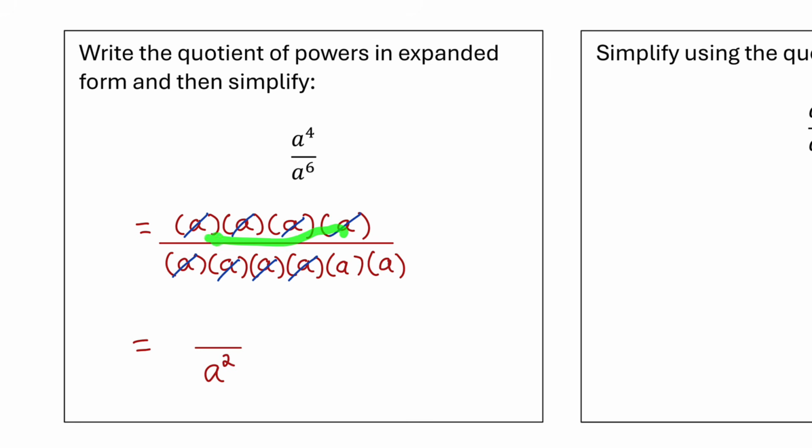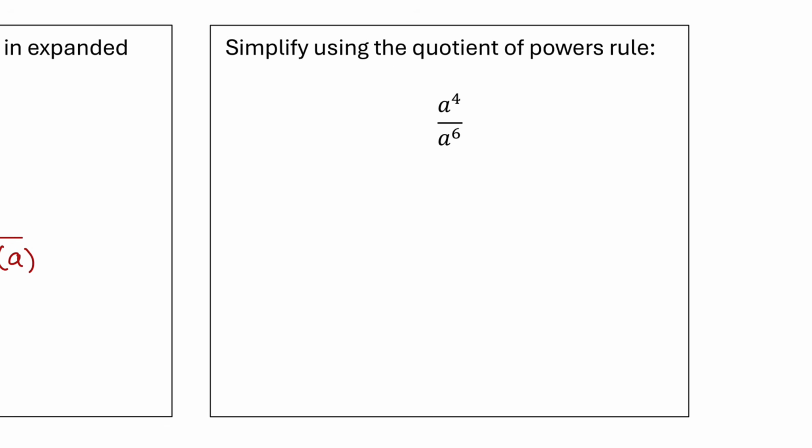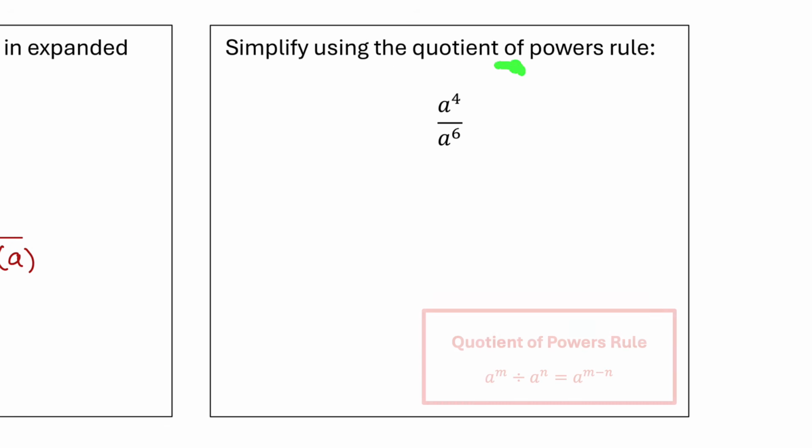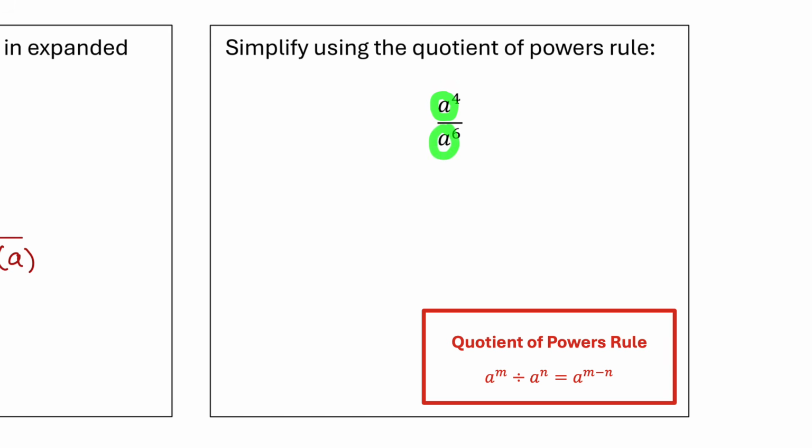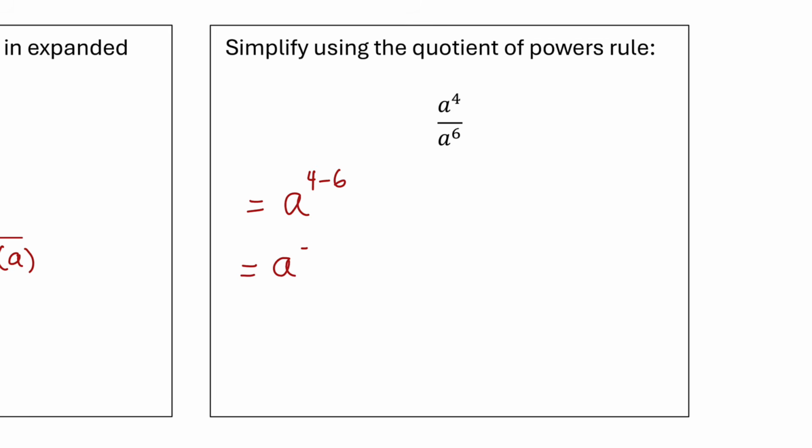And in the numerator, since those 4 factors of a divided by those 4 factors of a is 1, in the numerator, we have a 1. And now let's go ahead and simplify that same expression, but this time, we'll use the quotient of powers rule, which states when dividing two powers with the same base, which we have here, we have an a to the power of 4 divided by an a to the power of 6, what we do is we keep that same base of a and subtract the exponents, 4 minus 6. And 4 minus 6 is negative 2, so this equals a to the negative 2.